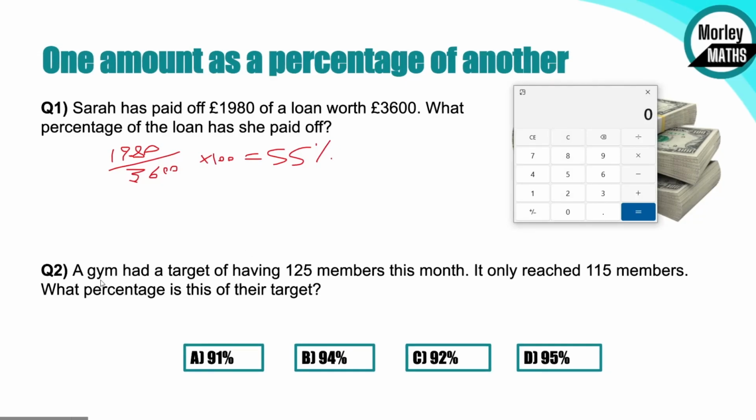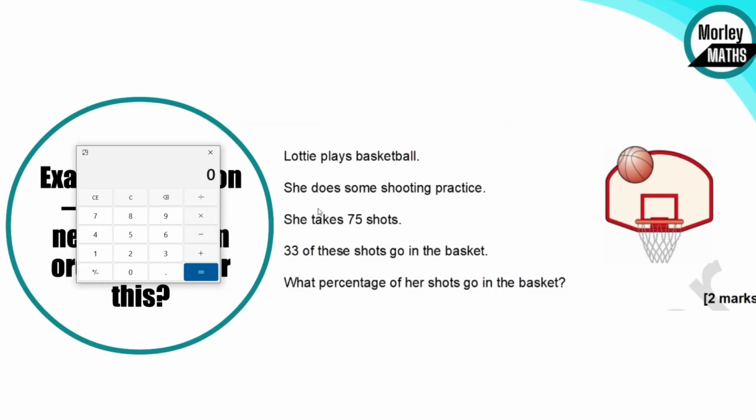Okay, we've then got this final question. A gym had a target of having 125 members this month. It only reached 115 members. What percentage is this of their target? So we're looking at 115 out of 125, and then we're going to times that by 100, like so. So all we're doing is just putting it in a fraction, and then turning it into a percentage. Times that by 100, it gives us 92%.